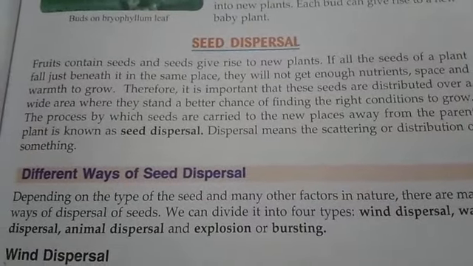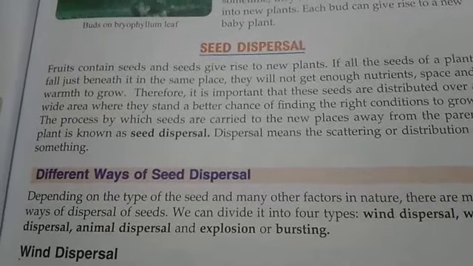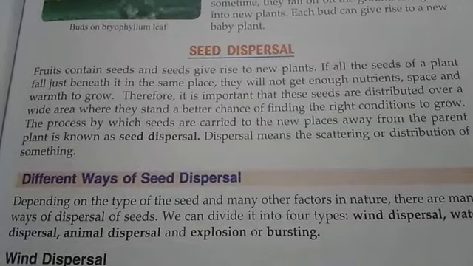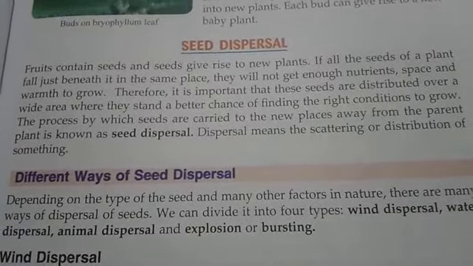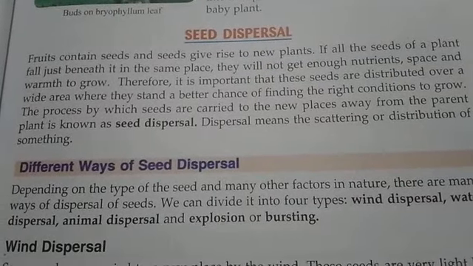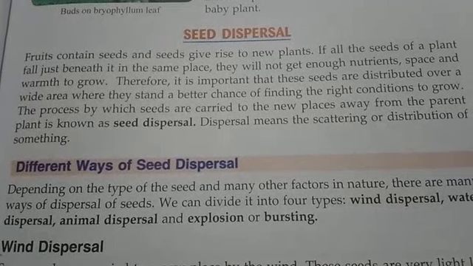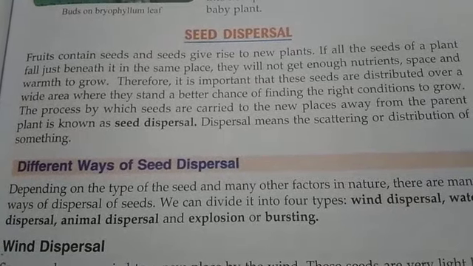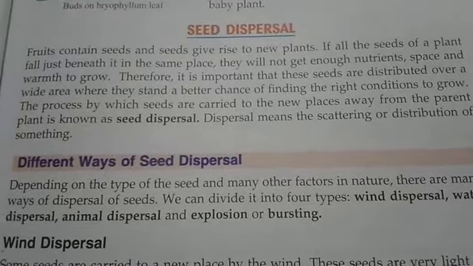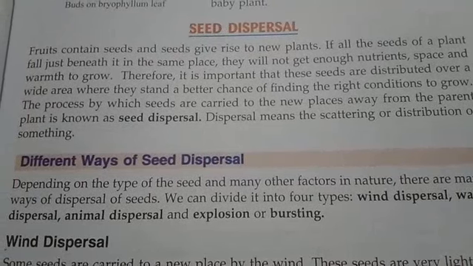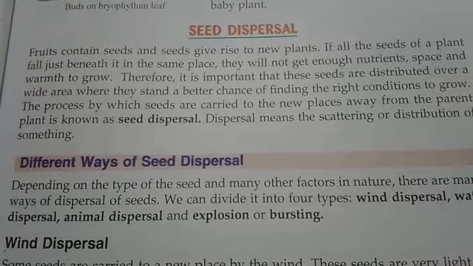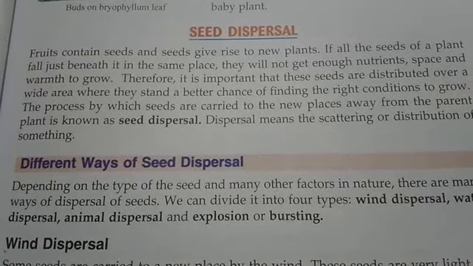A baby plant needs nutrients, space and warmth to grow. Therefore, it is important that these seeds are distributed over a wide area where they stand a better chance of finding the right conditions to grow. The process by which seeds are carried to new places away from the parent plant is known as seed dispersal. So, I am telling you again, the process by which seeds are carried to new places away from the parent plant is known as seed dispersal.